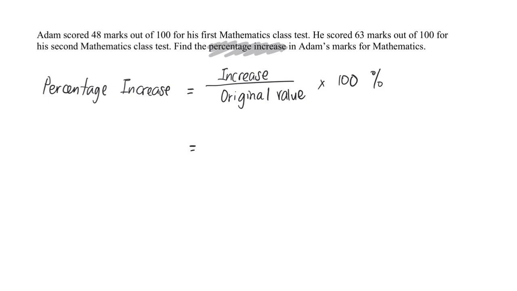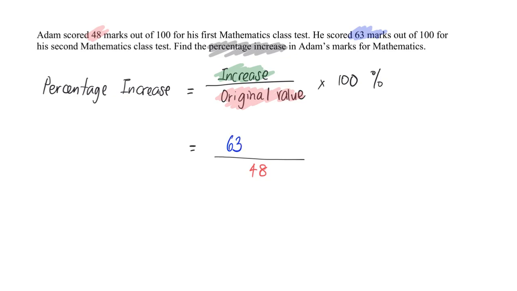So from here, we could then see that the original value is 48 because that is where he started from. So I will have a 48 below. And after the first mathematics test, he scored 63. So what would then be the increase? Yes, we must now find how much has this improved, right?